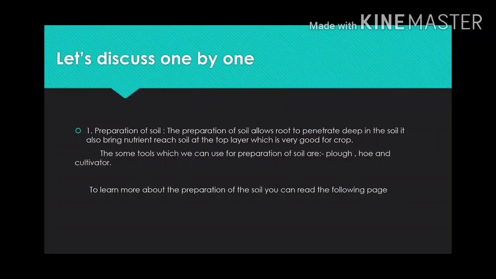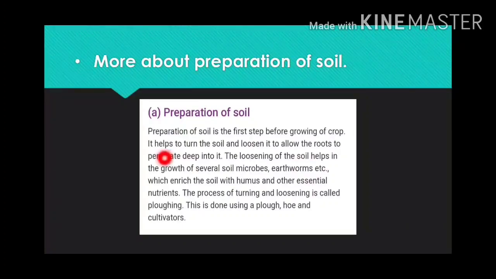See this page, which gives more information about preparation of soil. What is preparation of the soil? Preparation of soil is the first step before growing of crops. It helps to turn the soil and loosen it to allow the roots to penetrate deep into it. The loosening of the soil helps in the growth of several soil microbes, earthworms, etc., which enrich the soil with humus and other essential nutrients. The process of turning and loosening is called plowing. This is done using a plow, hoe, and cultivator. So friends, this is all about the preparation of the soil.